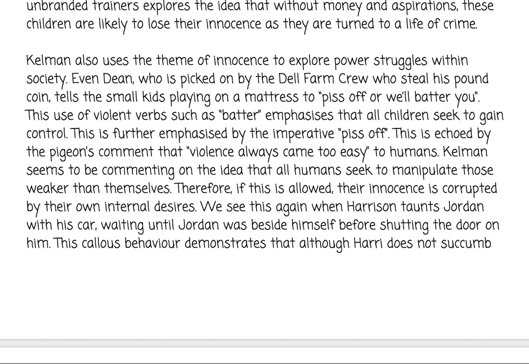This is echoed by the pigeon's comment that violence always came too easy to humans. Kelman seems to be commenting on the idea that all humans seek to manipulate those weaker than themselves. Therefore, if this is allowed, their innocence is corrupted by their own internal desires.